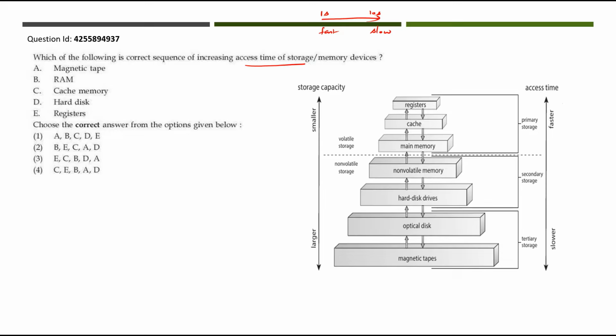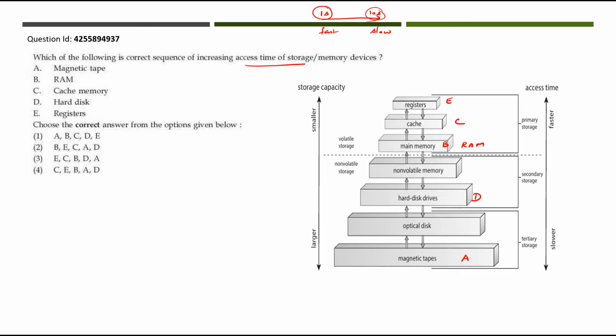So let's take magnetic tape. It is in the bottom. So it will come in the final. What about random access memory? That is RAM. It is the main memory. So we will place B here. What about cache memory? It is the cache here. Hard disk is here and registers are here. If you take which part takes very short access time, it is the registers. It will fetch the data in 1 second while magnetic tapes will take more than that.